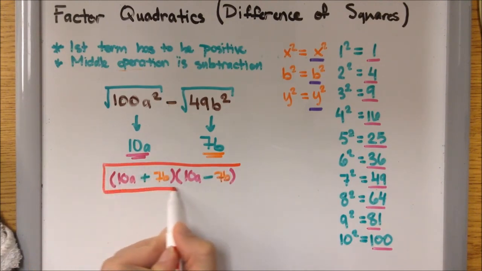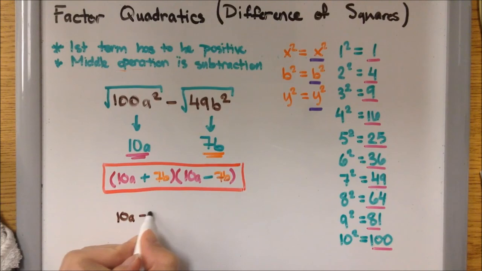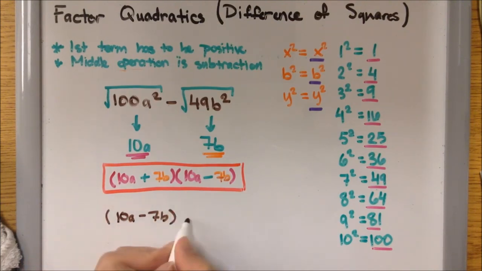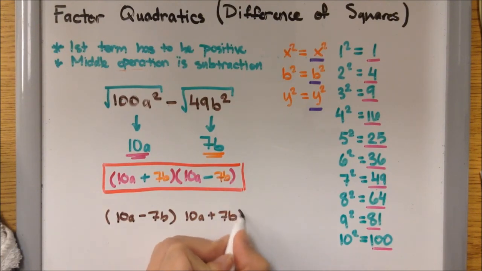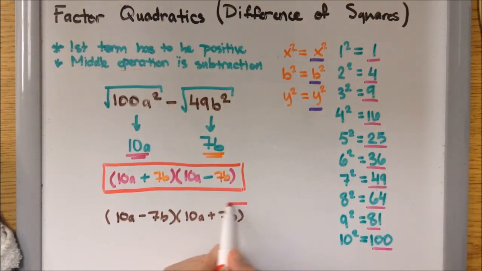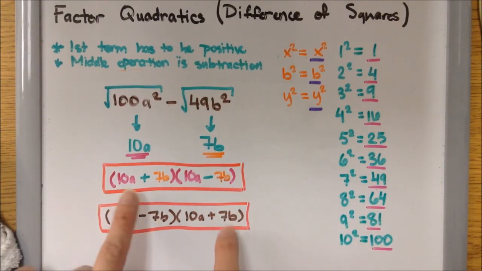So our final answer here is 10a plus 7b times 10a minus 7b. Now, if you had written 10a minus 7b and then 10a plus 7b, then that is still correct. That will be acceptable. That will also be a final answer, as long as you follow the order you set for your setup, and they both have different operations. One minus, one plus, or one plus, one minus.